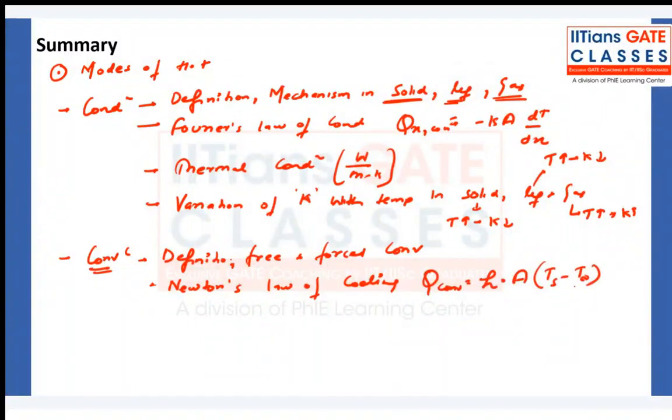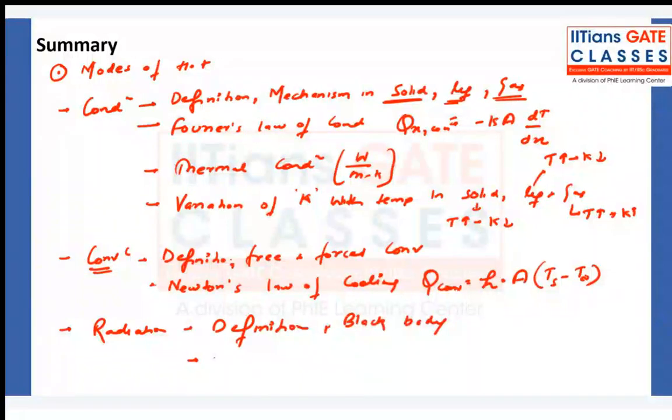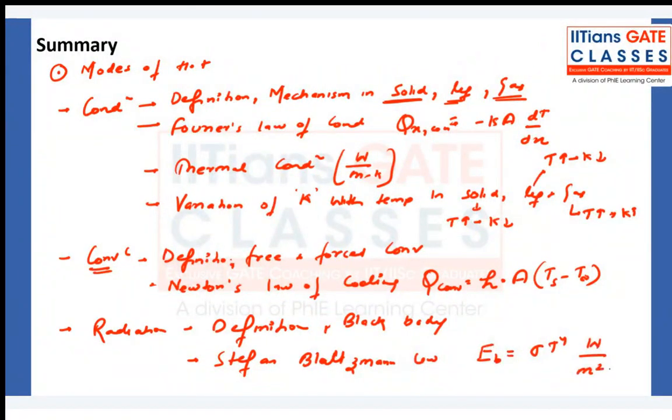Okay, and then we have talked about the radiation phenomenon, its definition, and we have also talked about the black body a little bit, which we are going to talk about again later when we come to radiation. And we have talked about the Stefan-Boltzmann law. What is this? Eb is equal to sigma T to the power 4, watt per meter square. What is this unit? Watt.